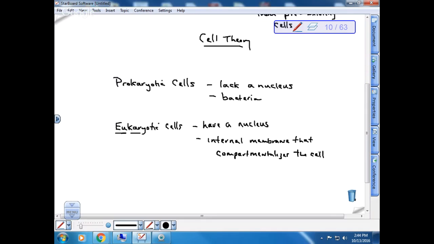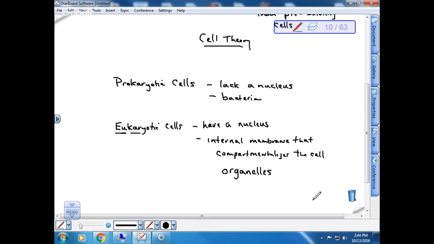And so this internal membrane creates what are called organelles. So organs are a much higher level of hierarchy of order than organelles. The organelles are found inside the cell. So they're small little places where different chemical reactions can take place. Okay, so we'll talk about the organelles in the eukaryotic cell.